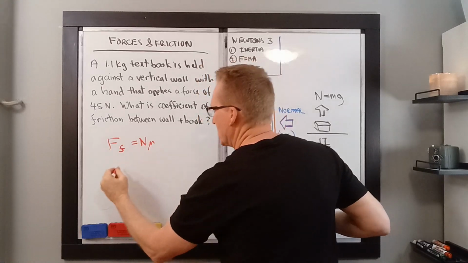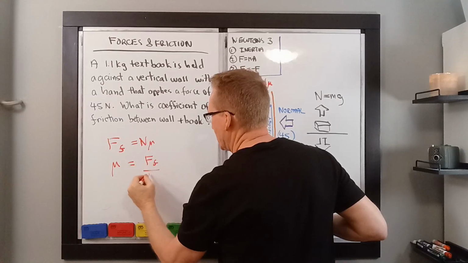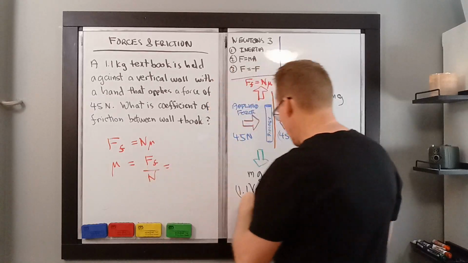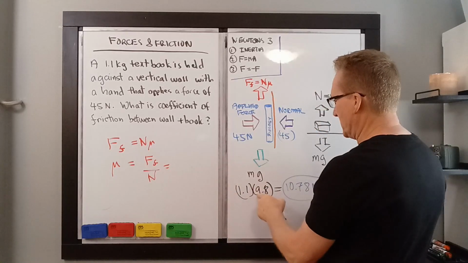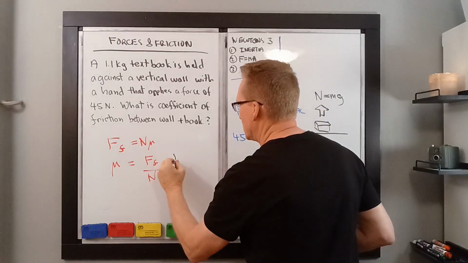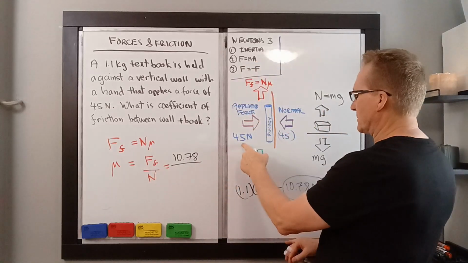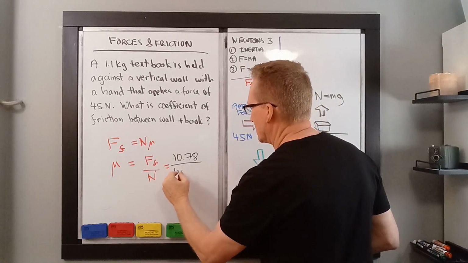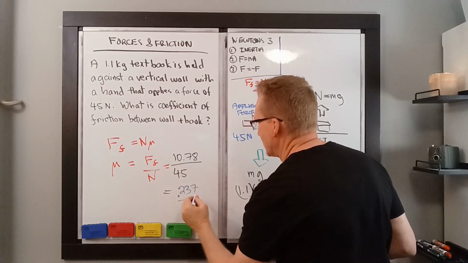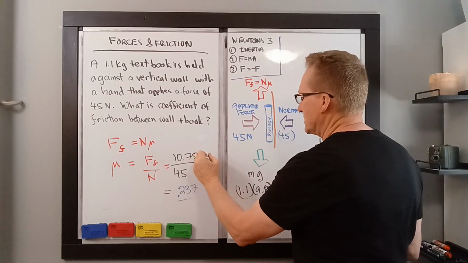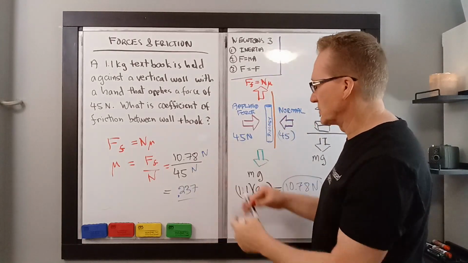We want to solve for mu, so mu is equal to the force of friction divided by the normal force. What are those things again? Let's just write those in. The force of friction has to be equal to this, 10.78, and the normal force, we already found, is 45. That gives 0.237. And remember, this is in newtons, so the coefficient of friction has no units. The units all cancel out.